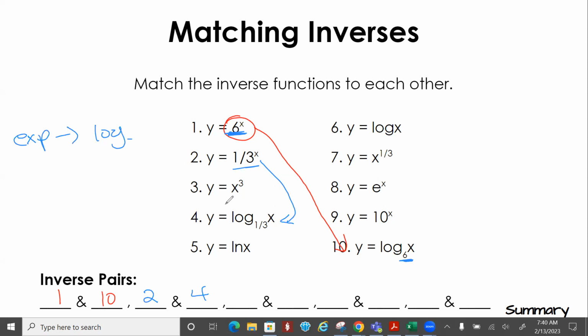Okay, what about number 3? We got x to the 3rd. Now this is from last unit, right? If we wanted to solve this algebraically, what would we do first? We would switch our x and y. And then we could solve for our y, right? By taking the cubic root.